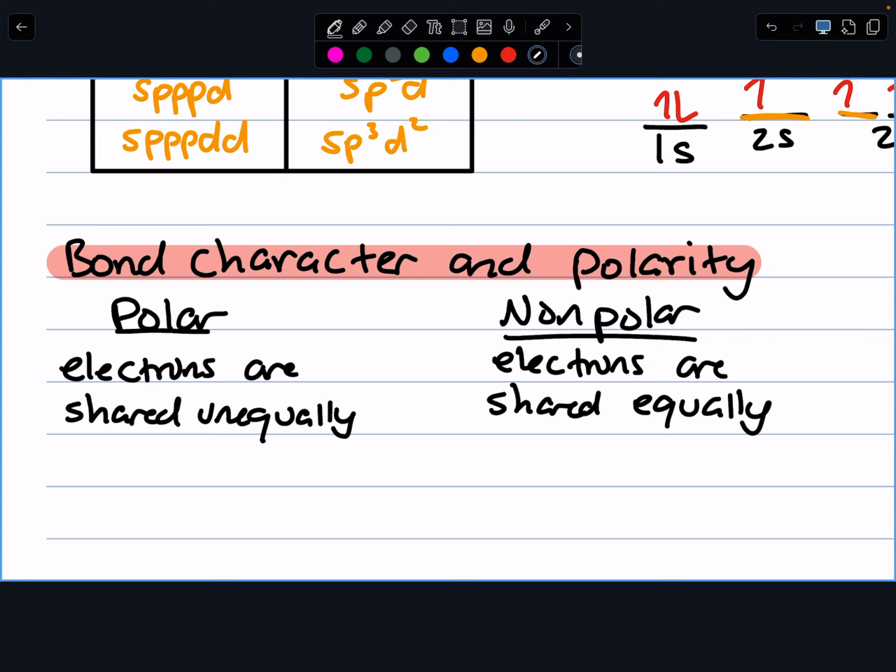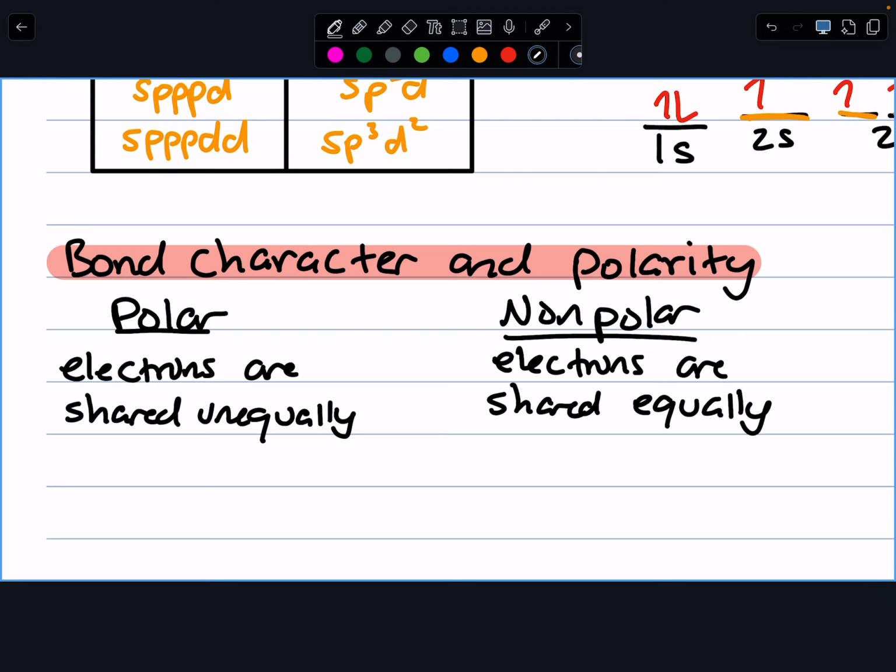So with polar, the electrons are shared unequally. Right now it's being shared unequally because I have a stronger pull. But let's say our electronegativity difference was not large. Remember, 0.4 was nonpolar, so we have a very equal sharing. That's called nonpolar. The electronegativity difference is not large between us. Does that make sense?